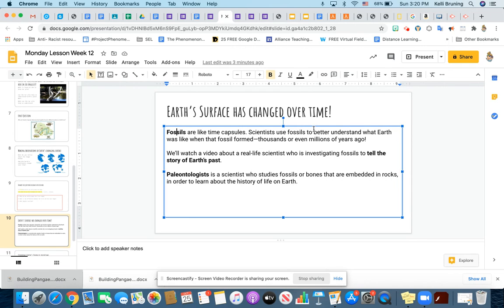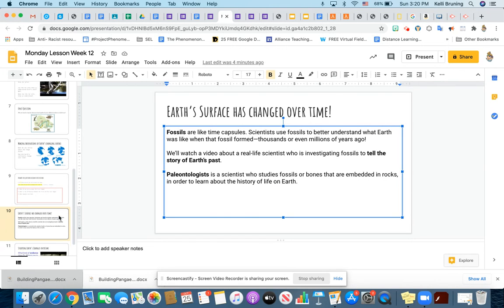And this type of scientist is called a paleontologist, which is a scientist who studies fossils or bones that are embedded. And embedded means like stuck or within rocks. So it's something that's stuck or within or inside rocks, in order to learn about the history of life on Earth. So these are scientists that study these things in order to figure out what has been going on on Earth thousands or even millions of years ago.